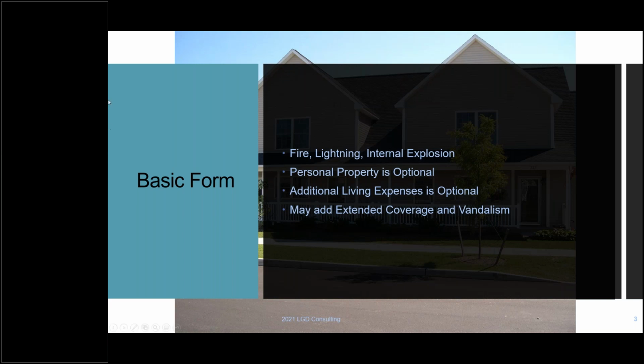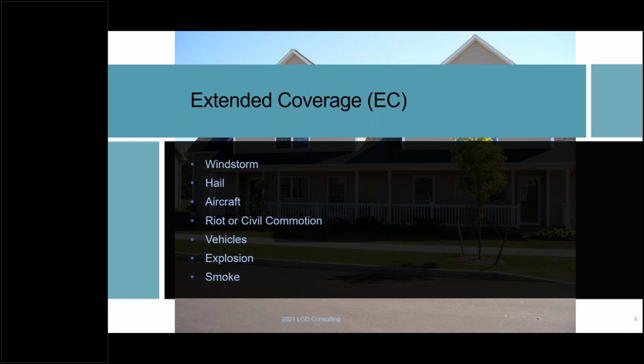So it's a basic form. Fire, lightning, and internal explosion are the 3 perils. For additional charge, you can add the extended coverages. That's a package of 7 additional perils. And for another additional charge, you can add the vandalism and malicious mischief. So again, you buy a basic form, it comes with these 3 perils, pay a little extra to get the extended coverage, pay a little more extra to get the vandalism coverage. Or you can just buy that DP2.